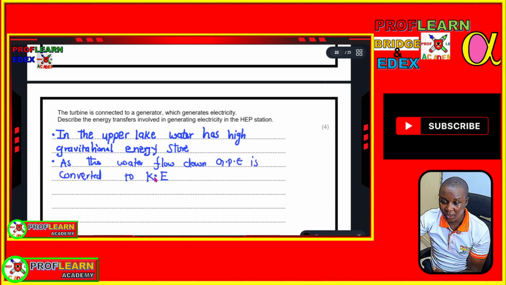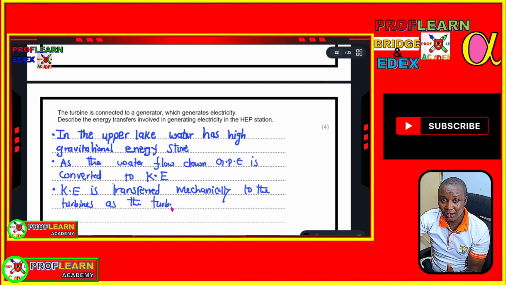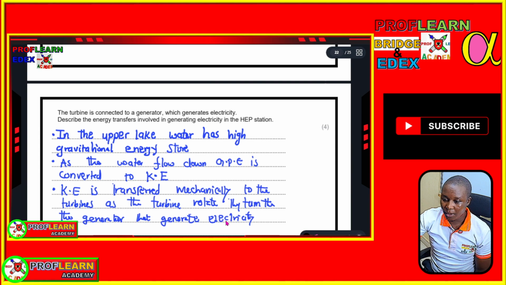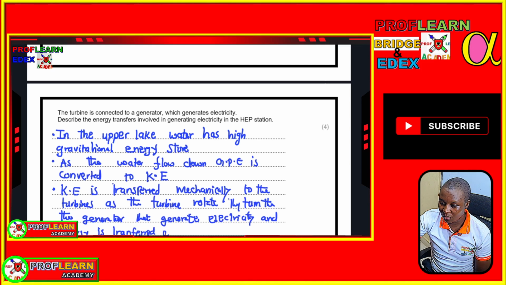So it's converted to kinetic energy, and that kinetic energy is the one that is going to rotate the turbines. Once the turbines are rotated, they make what we call the generator rotate, and then electricity is produced, which is transferred through the cables from the power station to the people who are maybe very far. So basically that's what we shall put down in order to earn our mark.